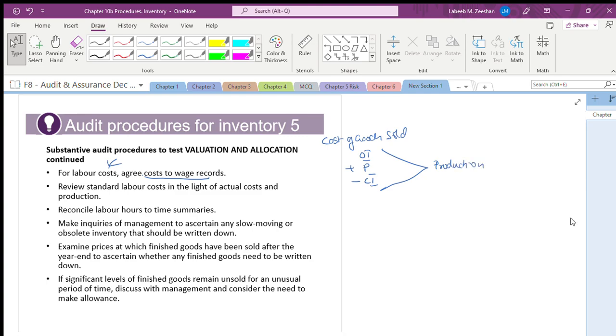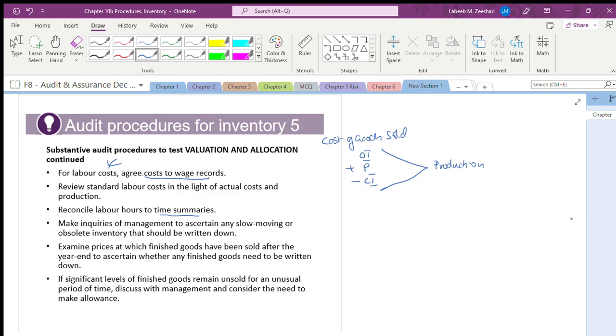So you have to review the standard cost. Reconciliation is very important: reconciliation of the labor hours to the summaries. That means you have to reconcile how many labor hours there are and how much has been written, because those are the people who are directly in charge of the production.